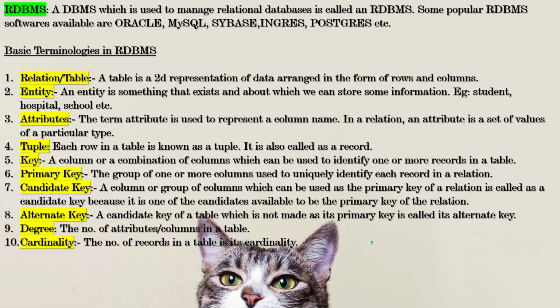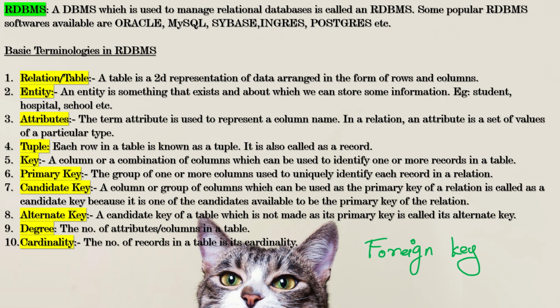Primary key, candidate key, foreign key, alternate key, foreign key. So, primary key is a group of one or more columns that are used to uniquely identify each of the record in each of the row. Record means row or a tuple in a relation.